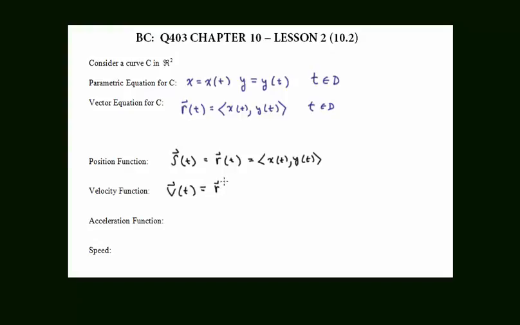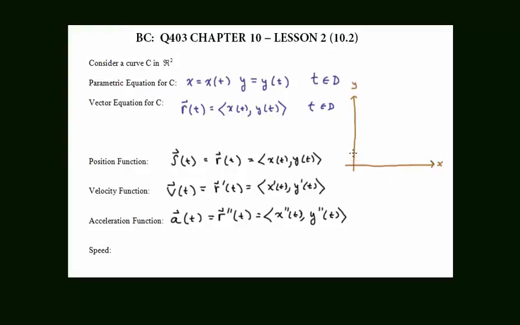Now the velocity vector is simply denoted r prime of t, and it's real easy. It's just the derivative of the x component, comma, the derivative of the y component. That gives us the velocity vector. Finally, the acceleration vector is considered r double prime of t, and again, this is just the second derivative of the x component, comma, the second derivative of the y component. Pretty easy process.